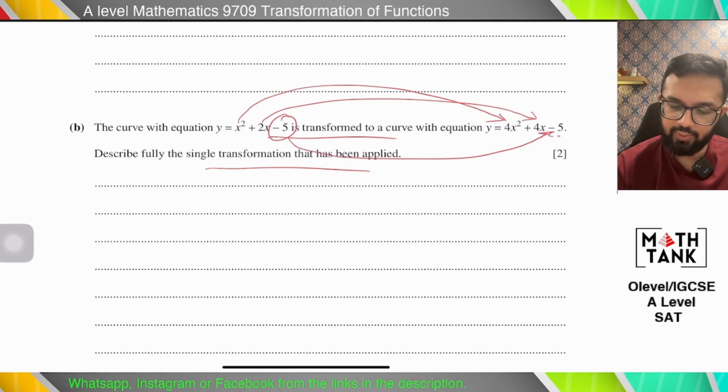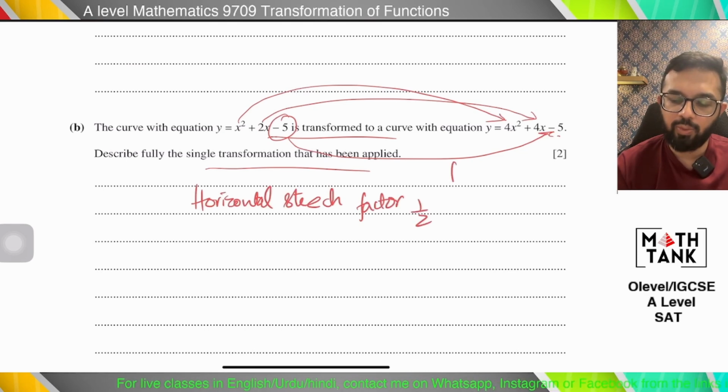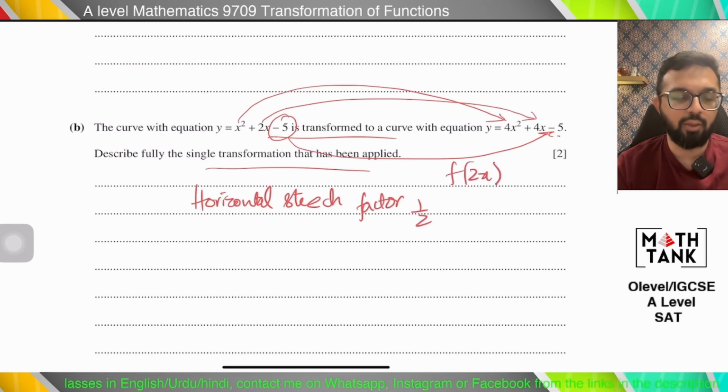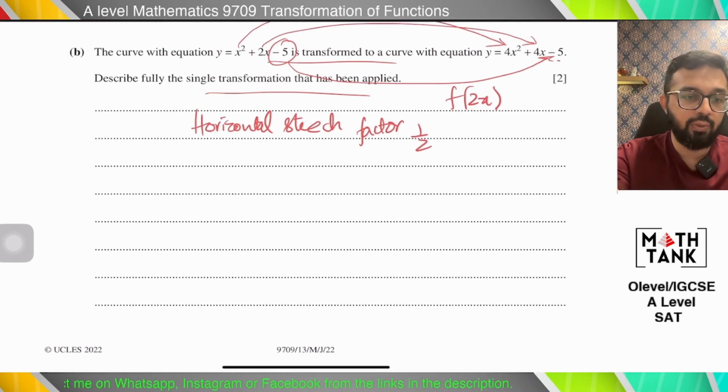That means that there's a horizontal stretch involved. There's no vertical stretch involved. Horizontal stretch, and I see that every x has been replaced with 2x. The horizontal stretch factor half is basically f of 2x that you've calculated here. Okay, let me check if those are the correct answers.